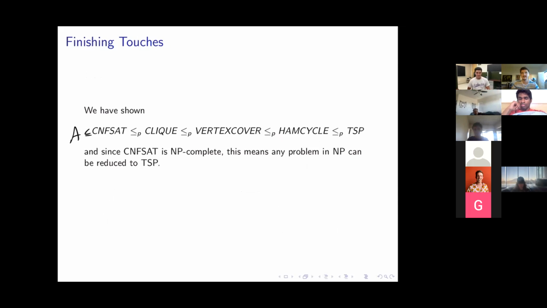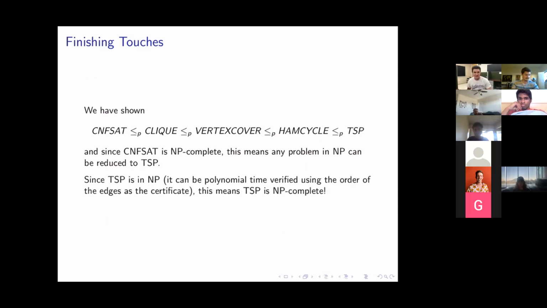And so TSP is at least as hard as every other NP solvable problem. And so it's NP-complete. Again, it's in NP because it can be polynomial time verified. Just here's the order of the edges that you travel along. And since it's in NP and everything can be reduced to it, it is NP-complete. And that's the proof. That's why we're allowed to care about the traveling salesman problem, because it's the hardest NP problem for some definition of hardest.